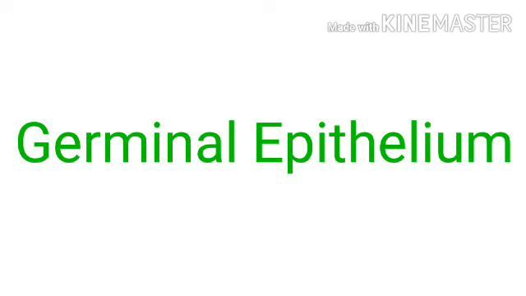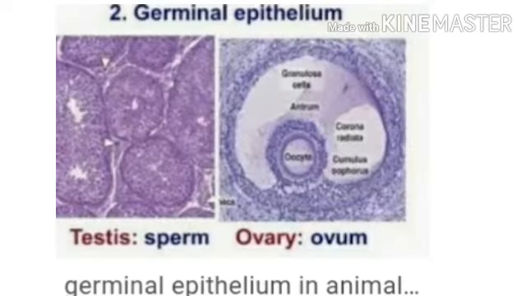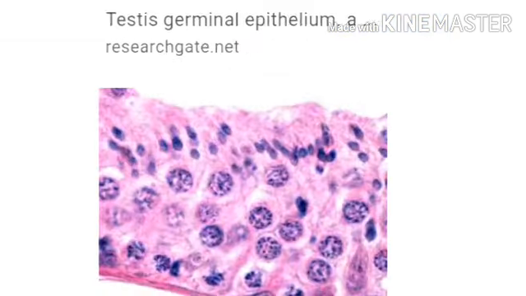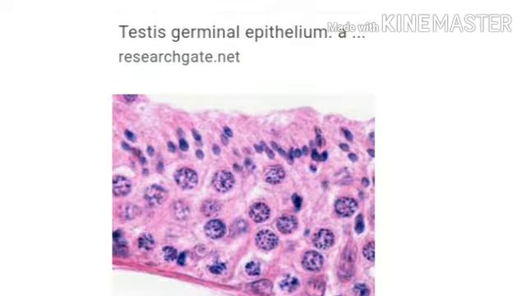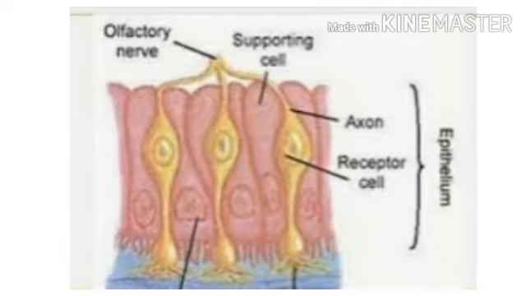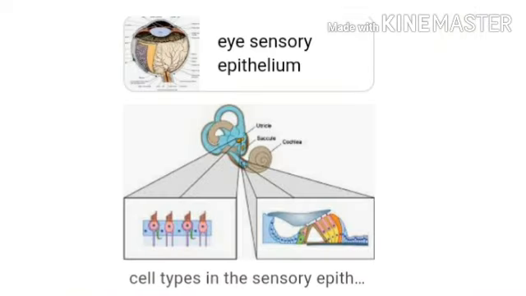Germinal epithelium actually occurs in gonads, that is testes and ovaries, which are also called the male and the female reproductive organs. The epithelium consists of cuboidal cells and it helps in the formation of gametes. Sensory epithelium consists of special columnar cells which possess sensory hair on their free surface, and the epithelium picks up the external stimuli with the help of its hair.